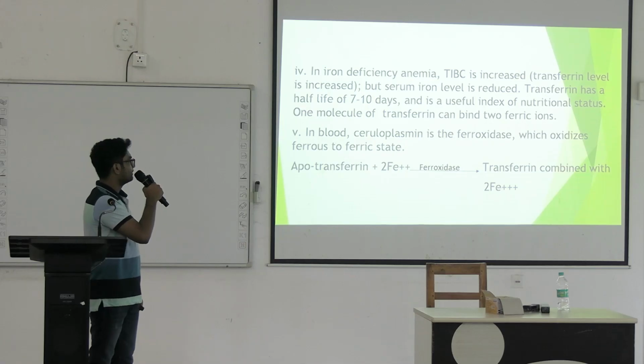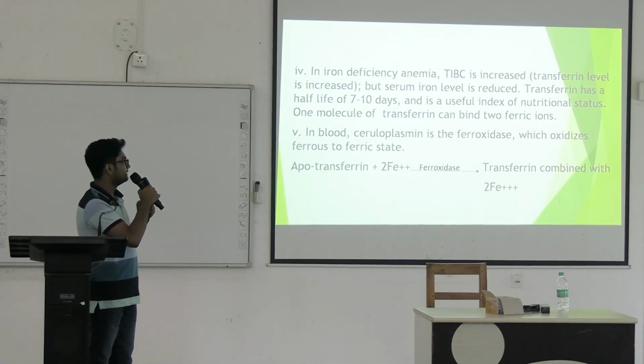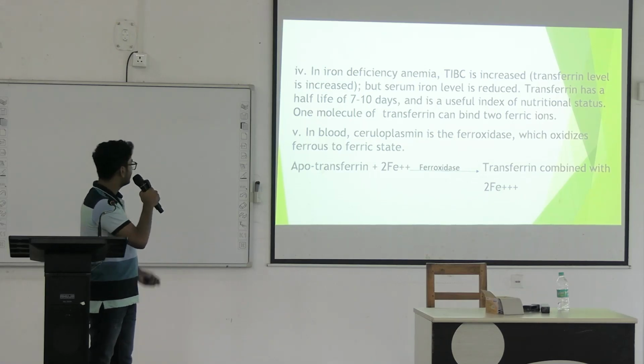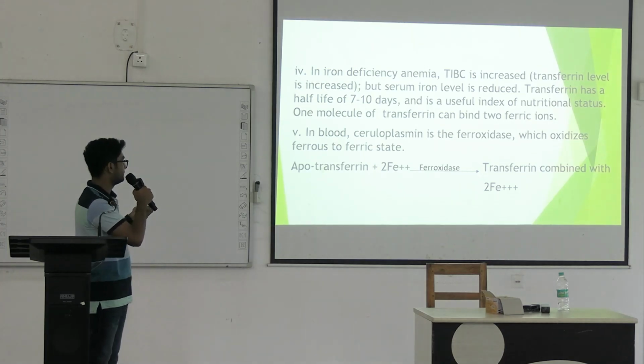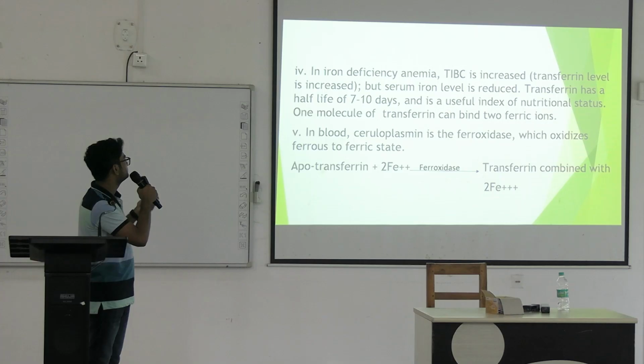In blood, ceruloplasmin, that is a peroxidase, oxidizes ferrous to ferric state. Apotransferrin with Fe2+ is converted by the peroxidase enzyme to transferrin combined with Fe3+, that is, from ferrous form to ferric form.